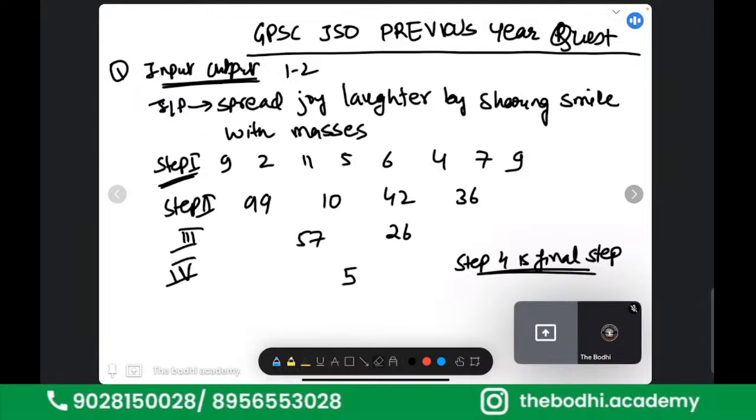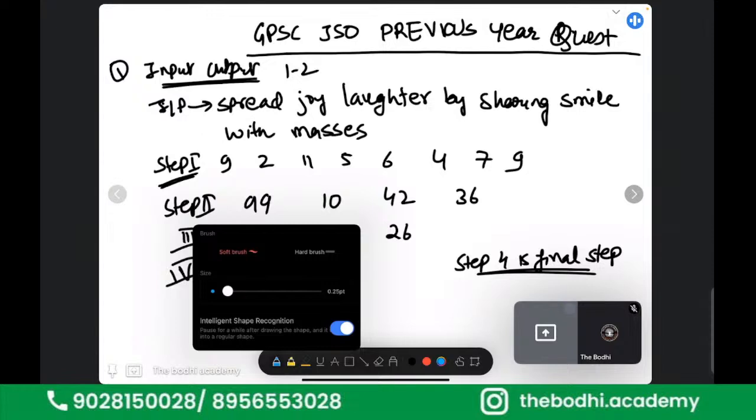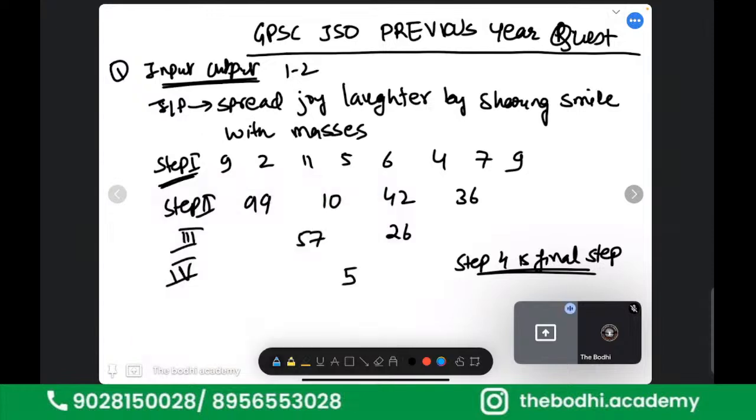Now, when we see the first question, what will we do? Spread. If you see the spread, how many letters are there? 1, 2, 3, 4, 5, 6. 6 letters. Joy, 3 letters. Laughter, 1, 2, 3, 4, 5, 6, 7, 8 letters. Then buy, 2 letters. Sharing, 7 letters. Smile, 5 letters. With, 4 letters. Masses, 6 letters.